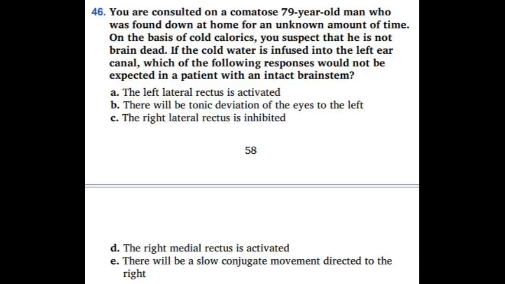C, the right lateral rectus is inhibited. That will actually occur. D, the right medial rectus is activated. That will actually occur. And E, there will be slow conjugate movement directed to the right. That is false. There will be a fast corrective saccade to the right. So option E is the false statement, which makes it the right answer in this case because it's not expected to occur. So that's option E.